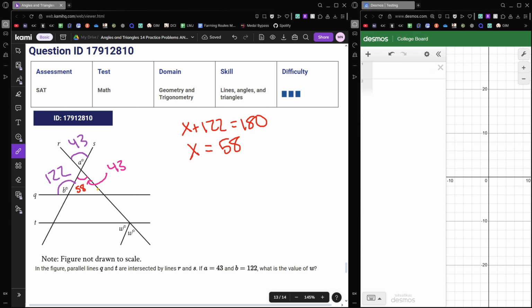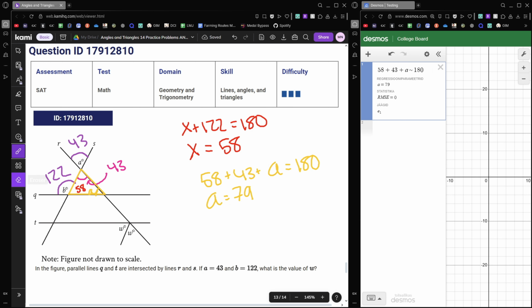Now to find this last angle, which I'll call angle A, you'll notice that there's a triangle here, and all the angles in a triangle will add up to 180 degrees. So 58 plus 43 plus angle A is equal to 180 degrees. And now let's solve for angle A. Instead of an equal sign, you want to put a tilde. And you get that angle A is equal to 79 degrees.